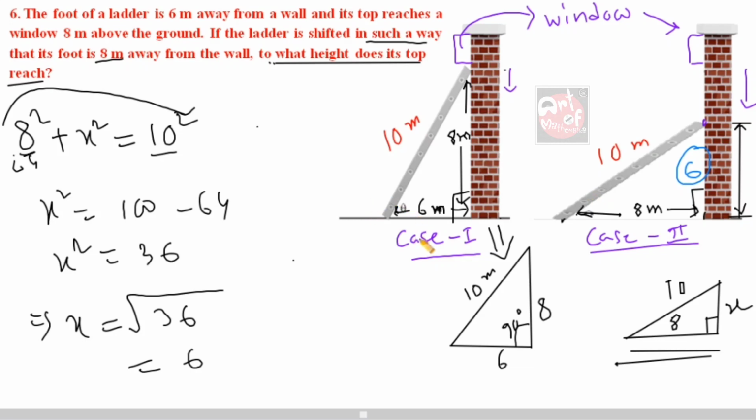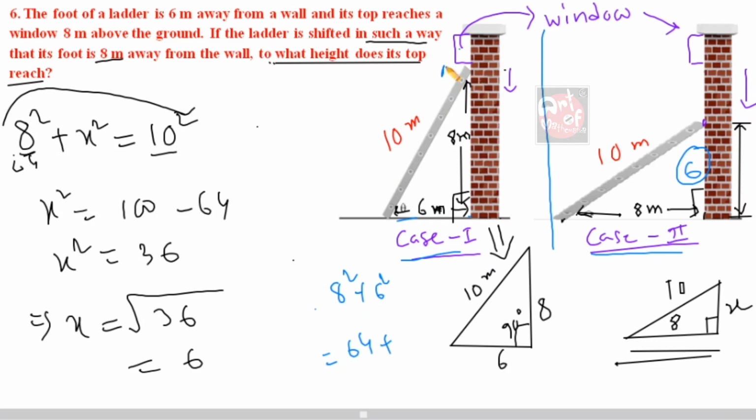Again, listen one more time. In short, I am going to explain. This is case 1. This is case 2. In case 1, it is told there is a window. Same figure, same picture, just the position of the ladder has been changed. First it is told that the foot of the ladder is 6 meter away from the wall, and the top reaches a window 8 meter above the ground. So 8 meter above the ground means this is 8 meter, and 6 meter away from the wall means that is 6 meter. By using Pythagoras theorem we can find the hypotenuse length, that is 8 square plus 6 square equals 64 plus 36.